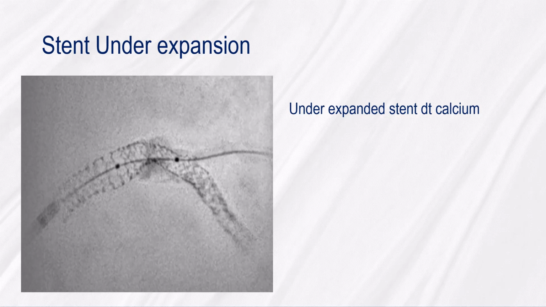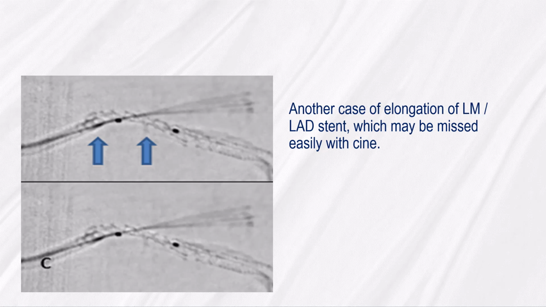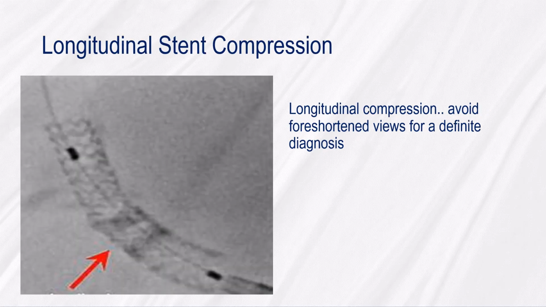Enhancement images are very important in detection of deformities, maybe in the form of under-expansion or longitudinal stent elongation, as in this case of ostial left main. Another stent was deployed on top. And this is another case of elongation of a left main LED stent, which may be missed easily with cine. Longitudinal compression may be seen as a line or patches. Avoid foreshortened views for a definite diagnosis.